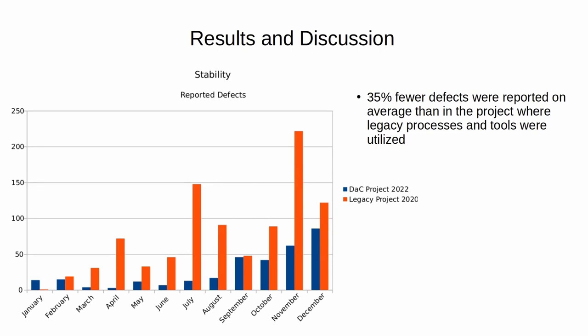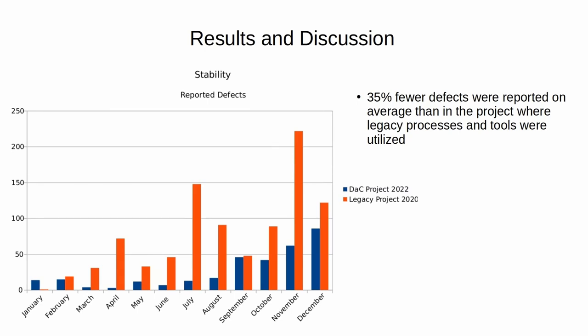The red bars represent legacy project defects being reported over months, from ground zero, when the project was launched, until December. You can see this increase as the code base is increasing, and that's, let's say, expectable. But the blue bars represent the case study we performed for documentation as code, and on average 35% fewer defects were reported than in legacy projects.